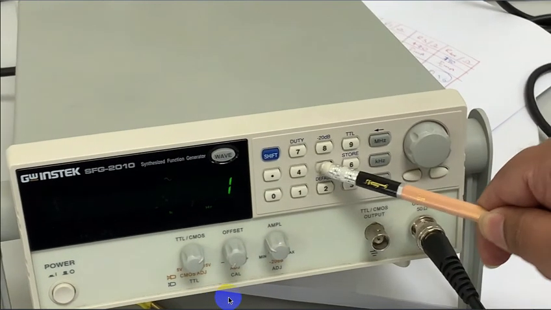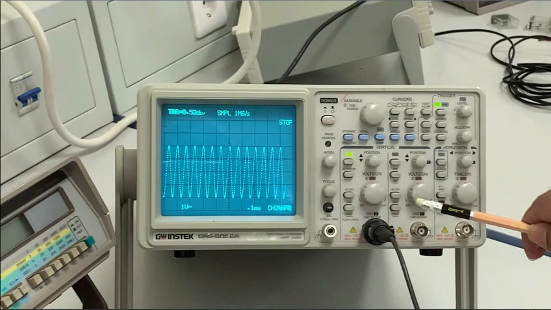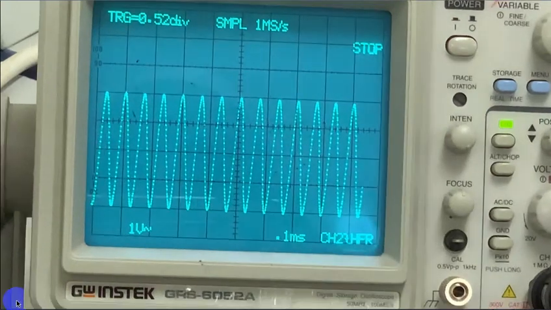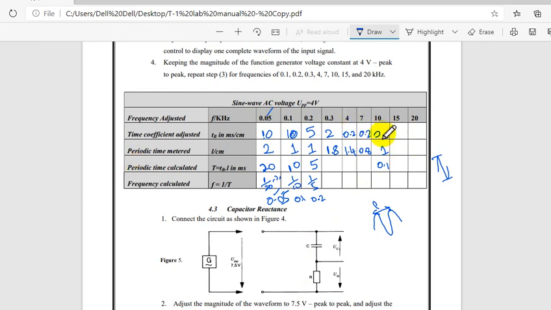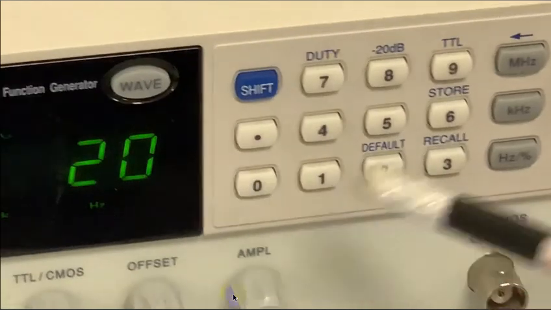At 15 kilohertz now, the output will be 1, and in between 1, 2, 4, 6, it will be 0.7, so 0.7 into 0.1.